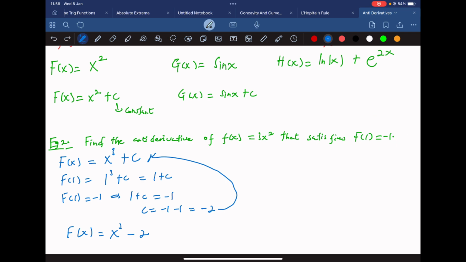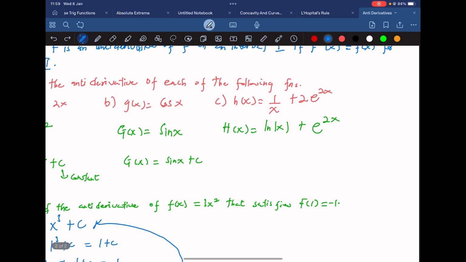So if this condition was changed to any other value, say f of 2 equal to negative 1 or whatsoever, we will get a different antiderivative over here, but it will still satisfy this. So just note that. Okay. Let's look at a different one.